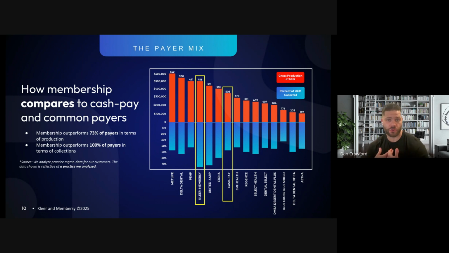So if I were a practice owner looking at this, I would say, okay, so I've got a wide variance of production and collection.